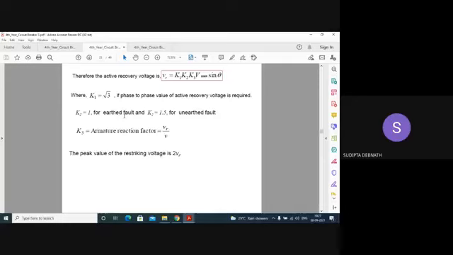We consider the neutral to be earth. So for earth fault, this will be 1, and if it is not earth fault, it will be 1.5. And sometimes the derating factor due to armature reaction is given. That will be taken care of by K3. Unless it is given, you consider it to be 1, which means no demagnetizing effect.